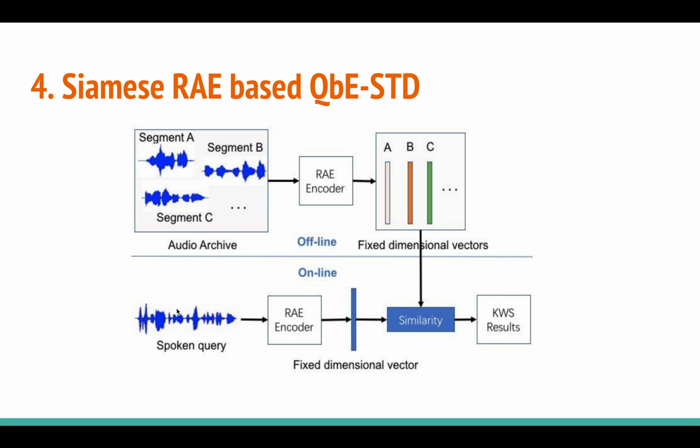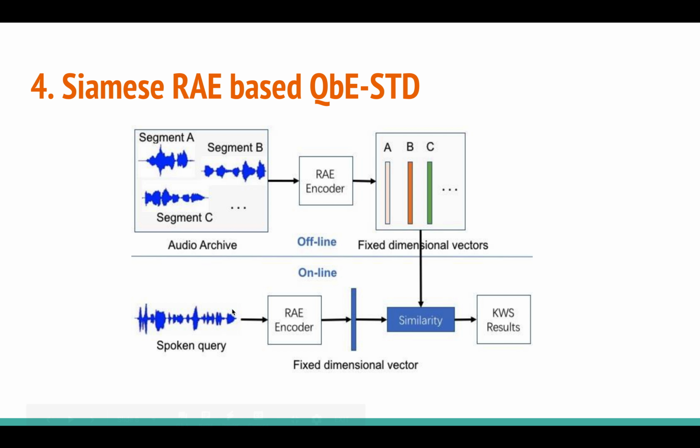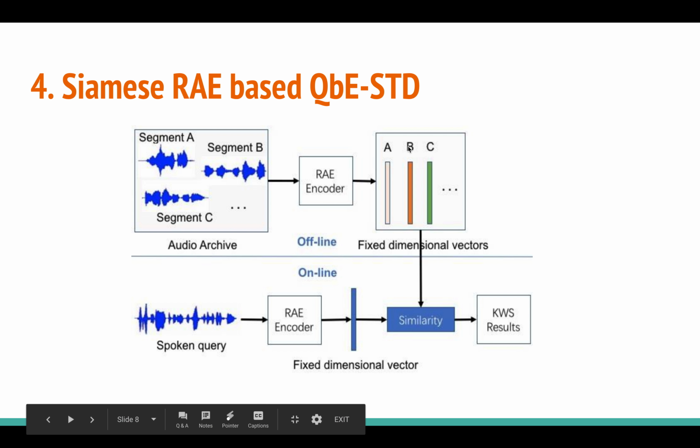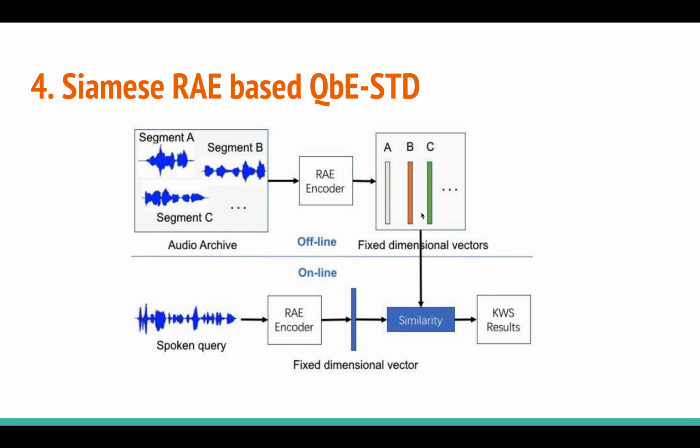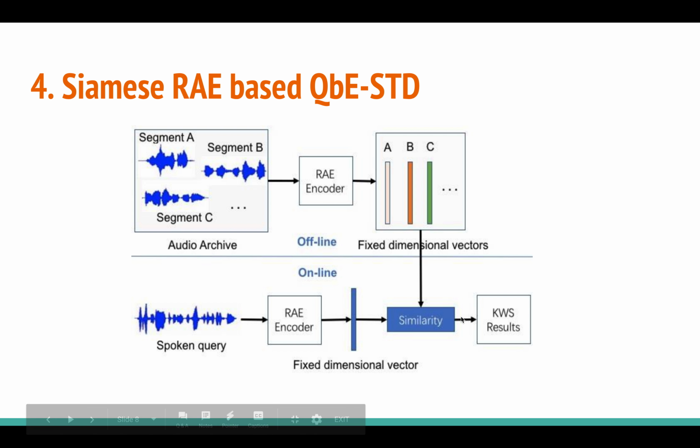For example, let's say we speak some word, and this query goes into our encoder, where we get another vector. Now all I have to do is find out which segment is closer to the spoken query. So I'll compare each fixed dimension vector with whatever is here. Then we see these are the hits we get. That is how we can use CMS RAE for query by example spoken term detection.